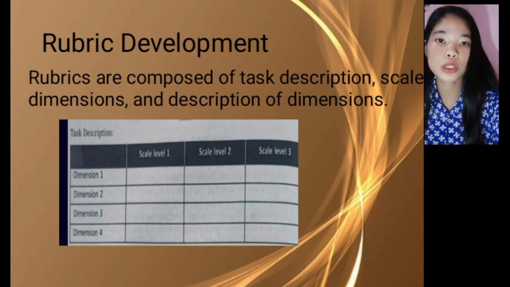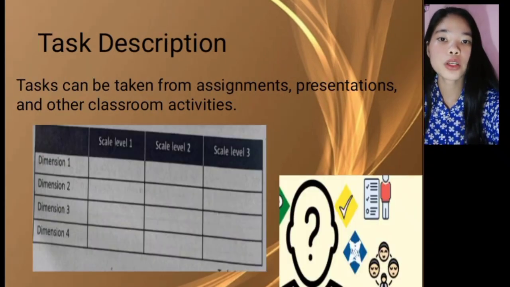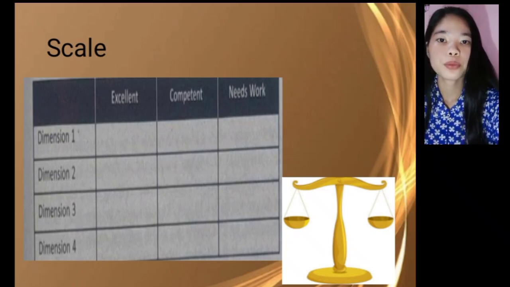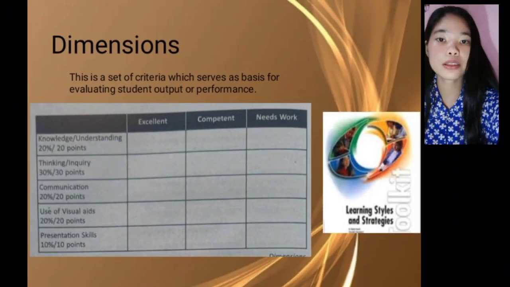Rubrics are composed of task description, skill, dimension, and description of dimensions. For the task description, these are the tasks taken from assignments, presentations, and offers. The scale is the different levels of performance such as excellent, competent, and needs work. We will need to weigh the student's performance or output for fair evaluation.